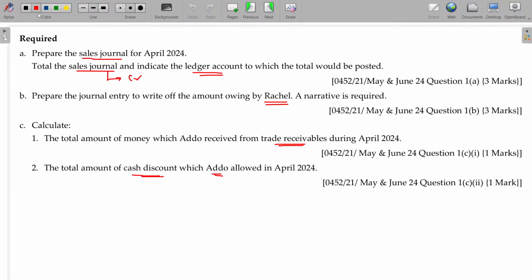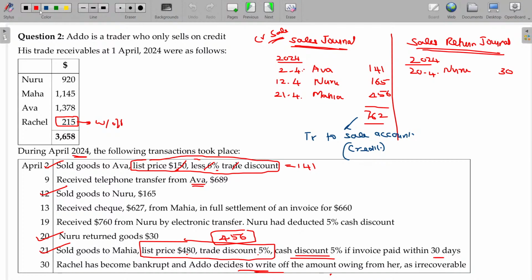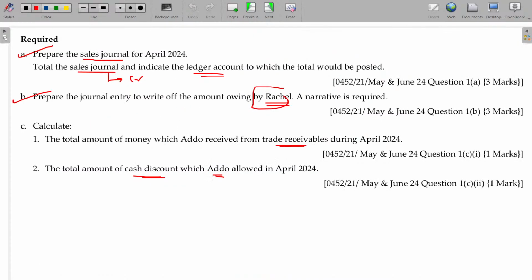Now, first A is over. B. Prepare the journal entry to write off the amount owing by Rachel. So, write off is a loss. Loss is always debit. The loss is named here the irrecoverable debt. This is debit. And Rachel credit. So the value being 215 debit and 215 credit. So we have completed the second one also. First one over, this is also over.